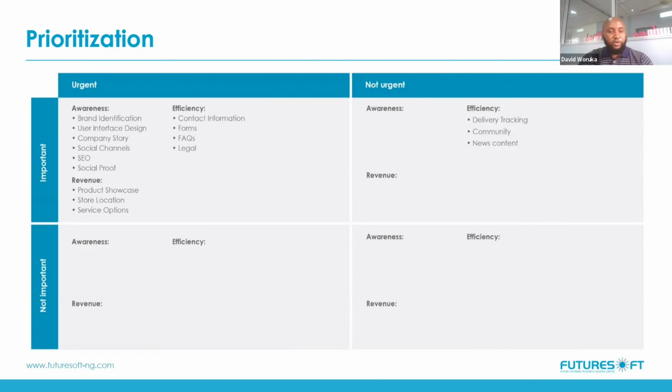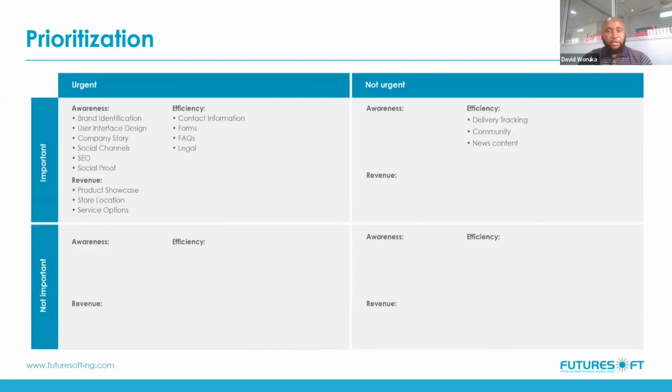Then when you talk about revenue, how they make money, they need to showcase their product. Of course, they need to show their store location. And they need to show their service options, because if they deliver and they don't showcase that they deliver, how would people know? Of course, for efficiency, they need you to contact them, maybe forms, FAQs, and then the legal section, which covers privacy policy, terms of use and so forth.